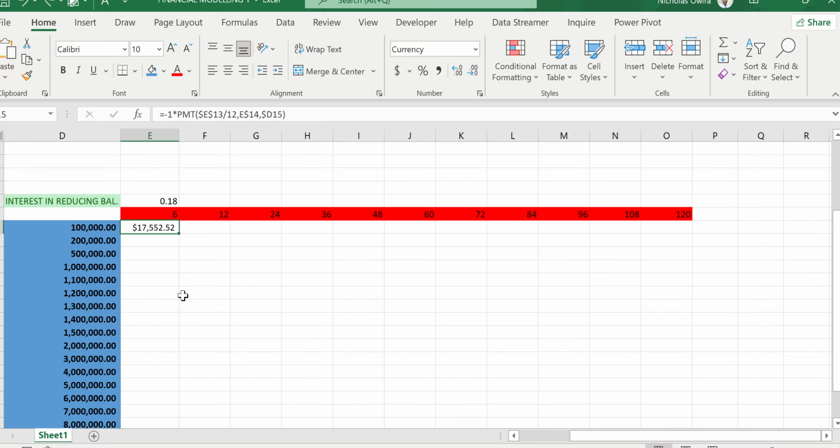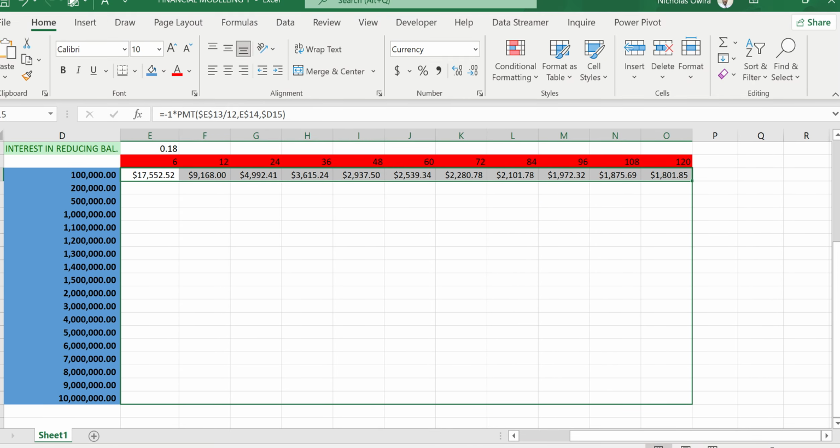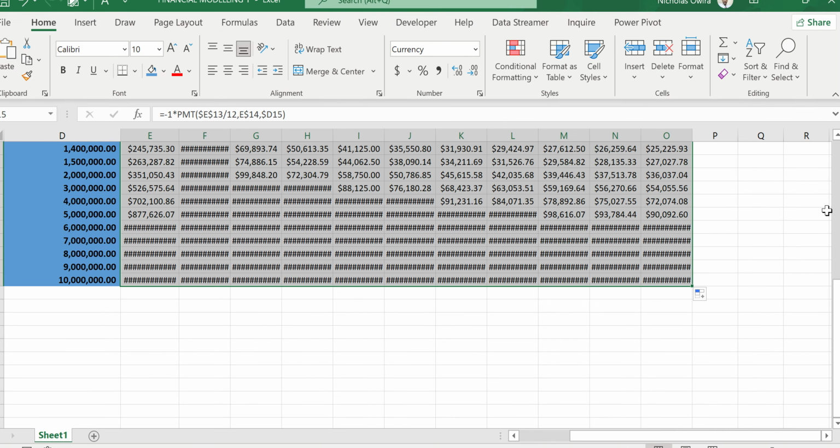Now I'm going to click on this, ensure that the plus sign is already there, then hold down on your keyboard, then just drag it across. You can see we already have figures up to that point, then again drag it down up to where we have our last value, and you can see everything is there.